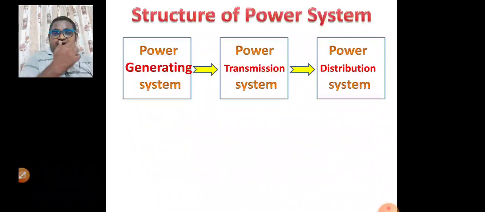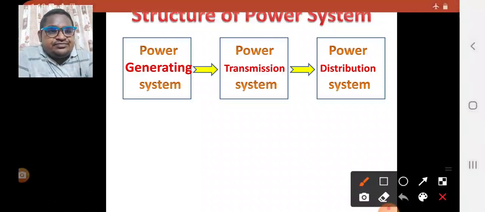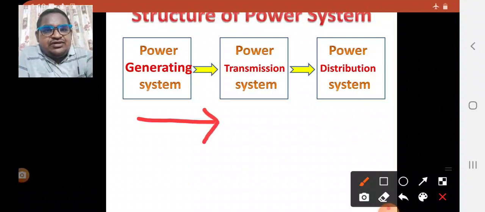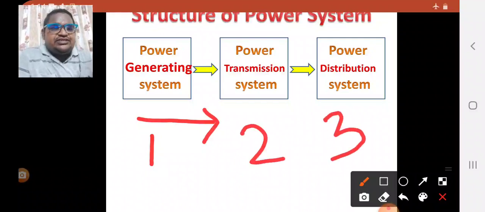Now, let me introduce the power system. What is the structure of the power system? As we know, the power system has three components. What are those three? The first one is generation, the second one is transmission, and the third one is distribution. Power generating system, power transmission system, power distribution system.